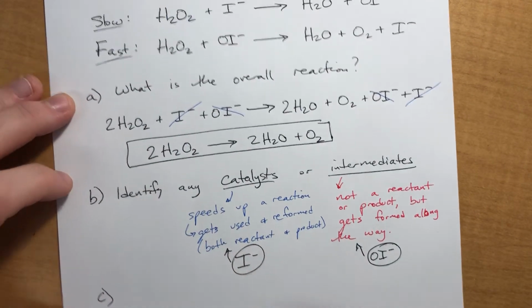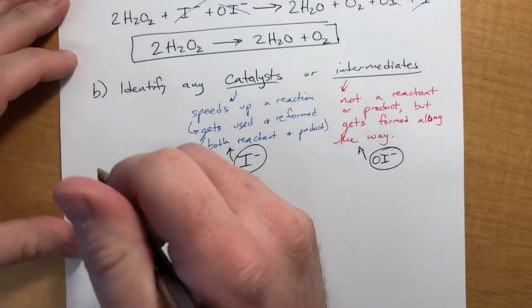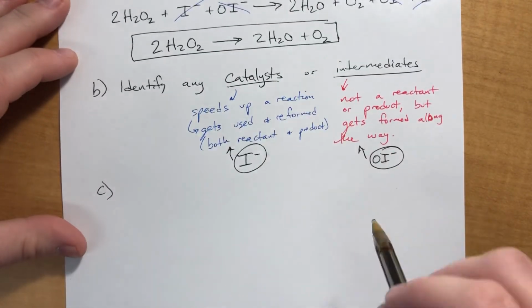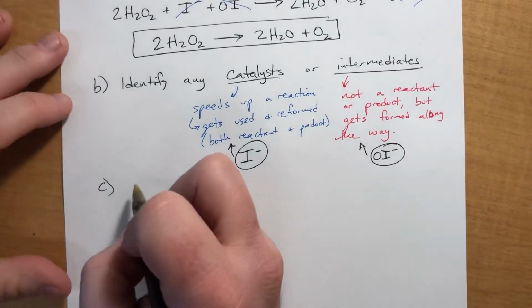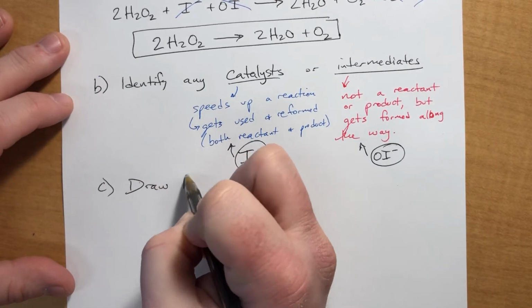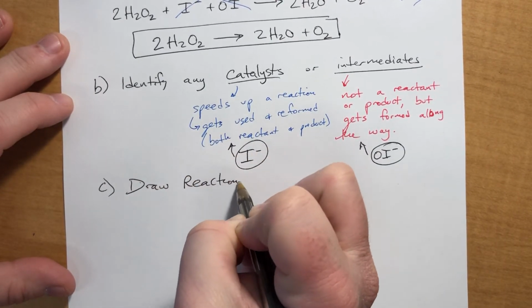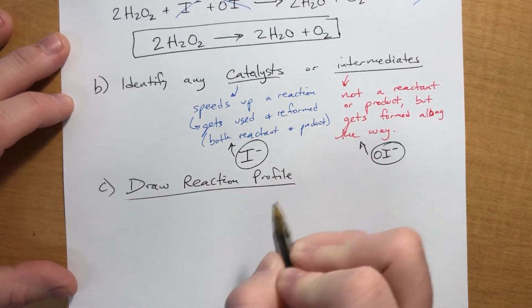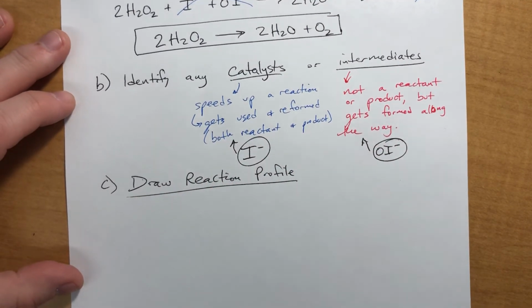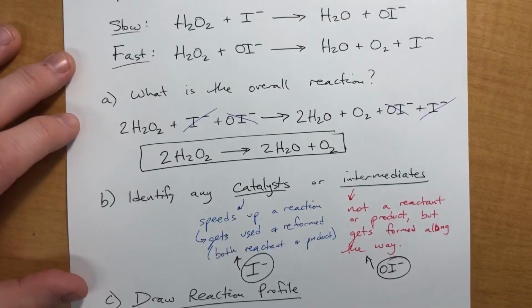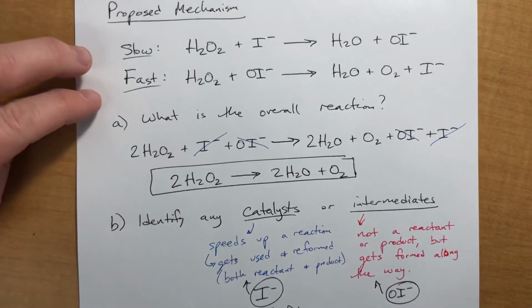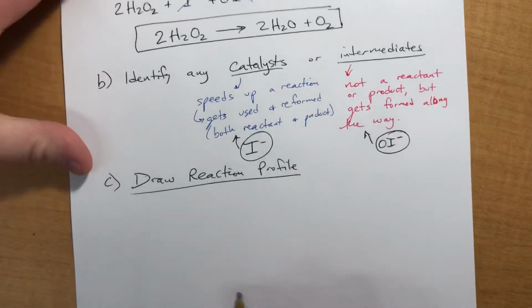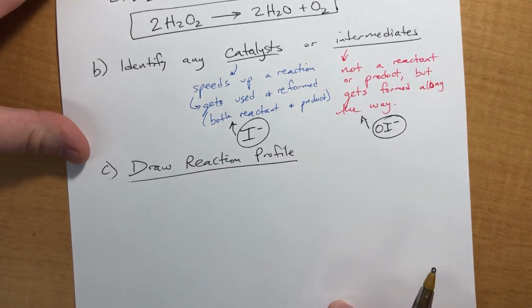And then the other thing we need to be able to do is to draw that reaction profile, like the curve from reaction to product with the activation energy in there. Let's talk through how to do that. A couple rules that are going to pop up here: however many steps you have, that's how many peaks you're going to have.